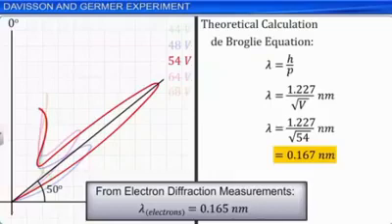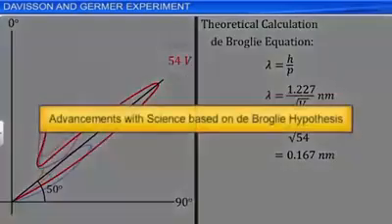The Davisson-Germer experiment thus confirms the wave nature of electrons and the validity of the de Broglie relation. The de Broglie hypothesis has been the cornerstone of many advancements and applications in recent times.